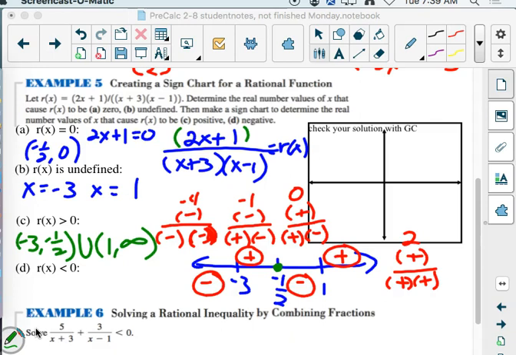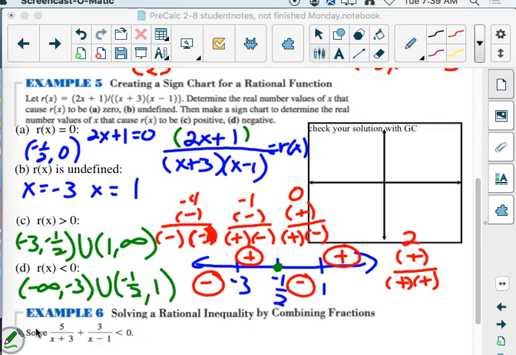And then when is it going to be less than 0? Well, same thing. We've got them right here. We could answer these questions. So we've got negative infinity to negative 3. Don't include them because it said less than, not less than or equal to. And then negative 1/2, 1.